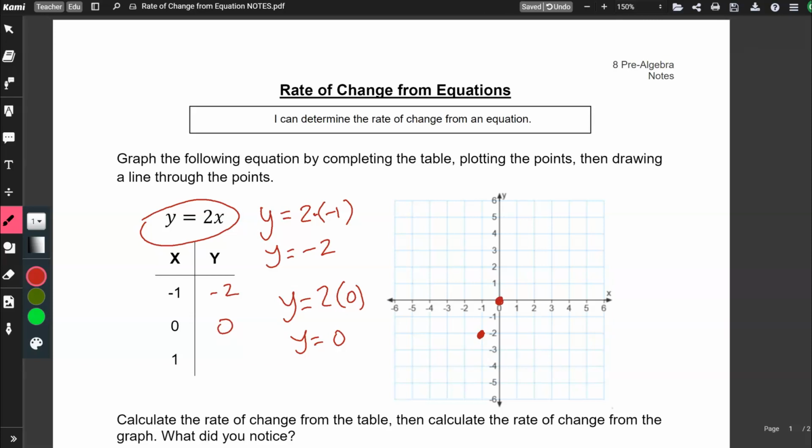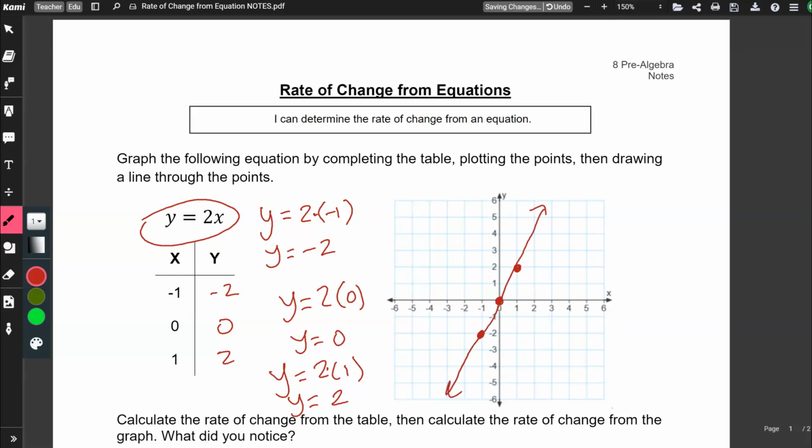Then my third set of data points here comes when my x is equal to 1. So if I take 2 times 1, I'll get my last answer here. And my y value would be 2 times 1, which is 2. So I'm going to have a point on the graph at (1, 2). Okay, so I can create my line based off that, drawing it going through my graph.